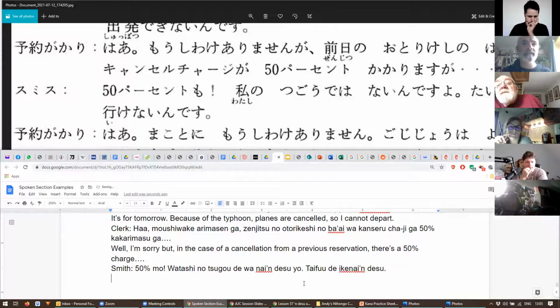Okay. Do you want to go translating that, Roger? Well, 50%. I don't know. Not just 50%. I'm not quite sure what the mo particle's doing there. This is a way of giving exclamation, like what? 50%?